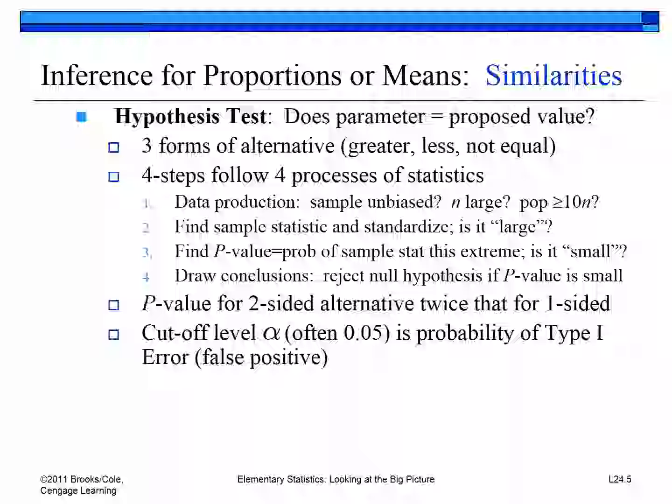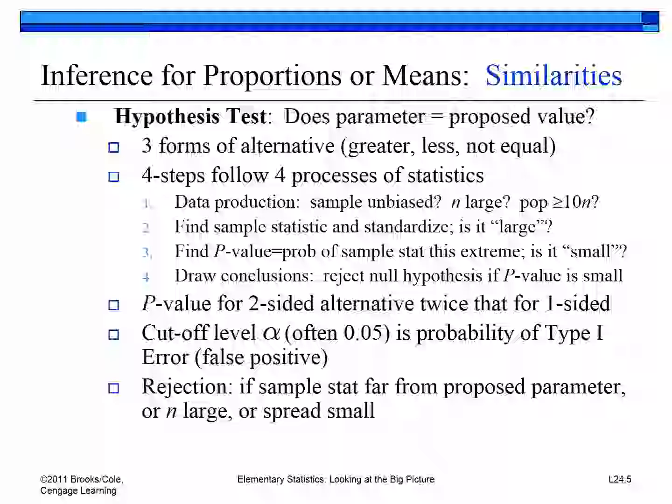That alpha is the probability of making a type 1 error. We'll reject the null hypothesis if the sample statistic is far away from the proposed parameter, that is the parameter value that we assume in the null hypothesis.